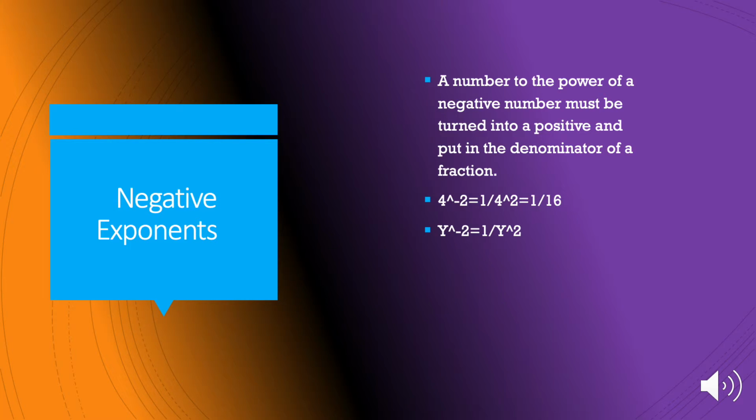So 4 to the power of negative 2 would equal 1 over 4 to the power of 2, and that equals 1 over 16. And similarly, y to the power of negative 2 would equal 1 over y squared.